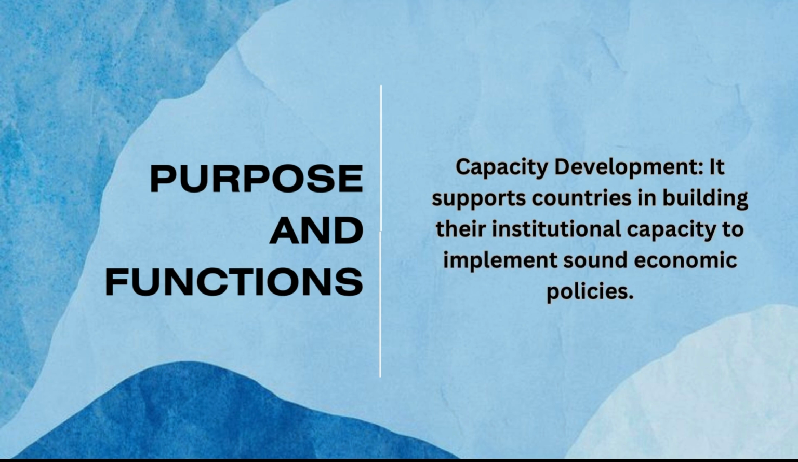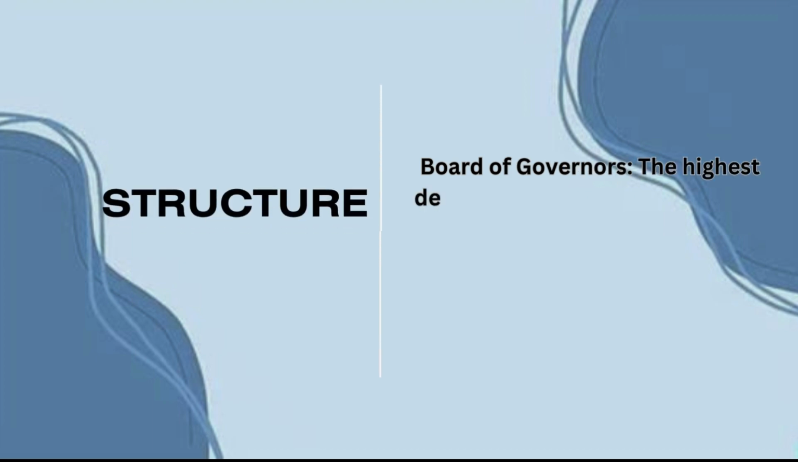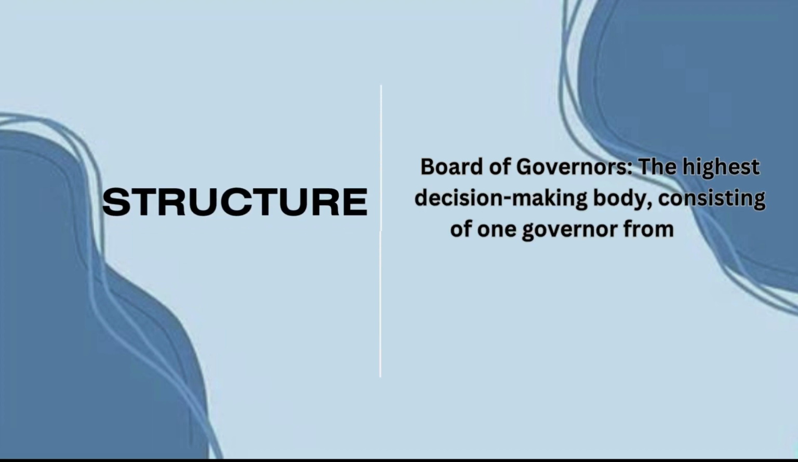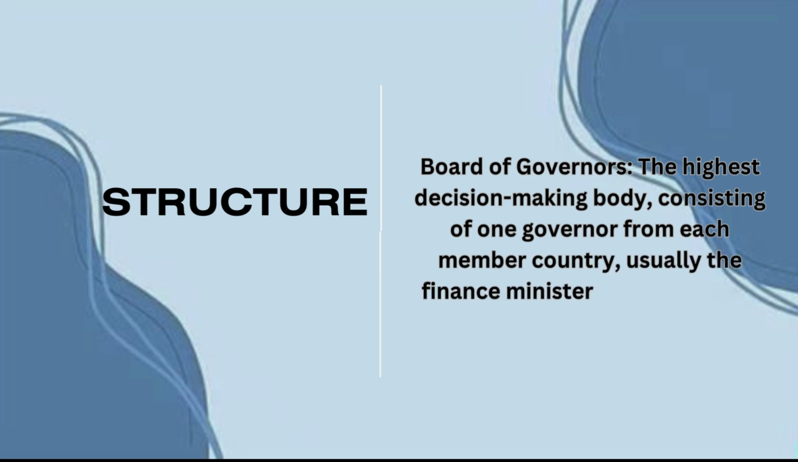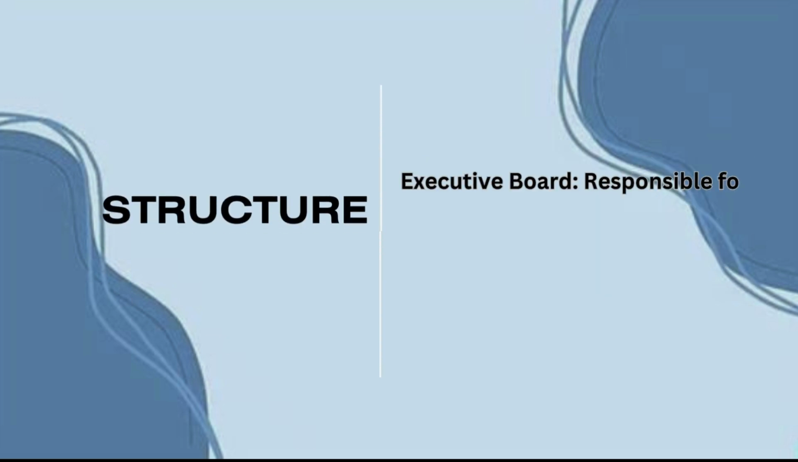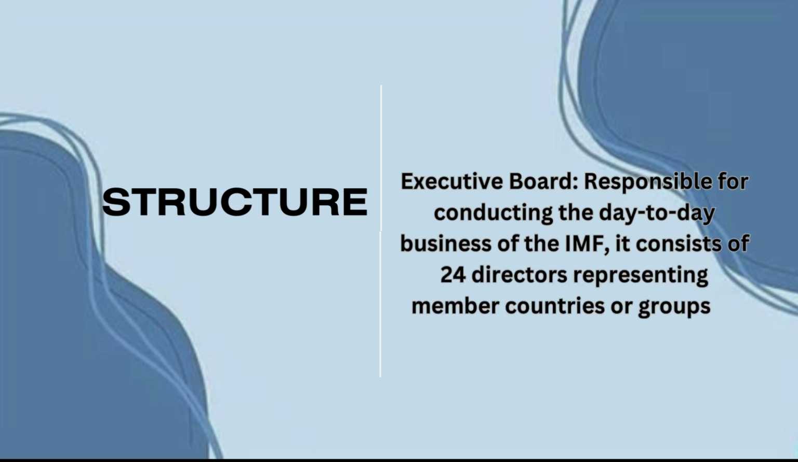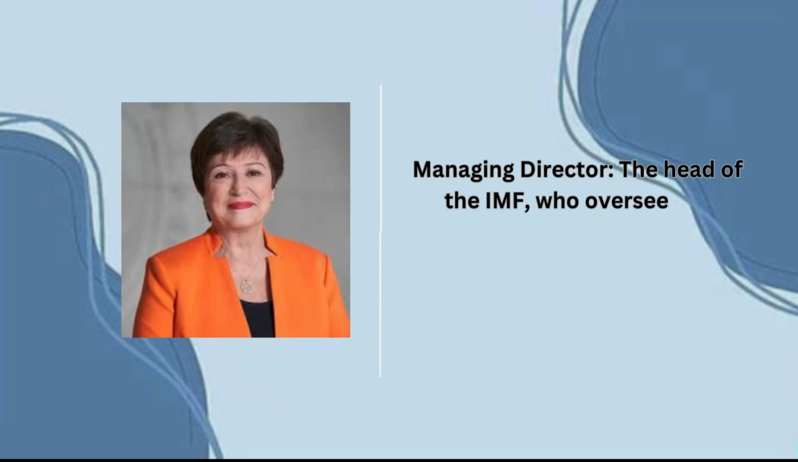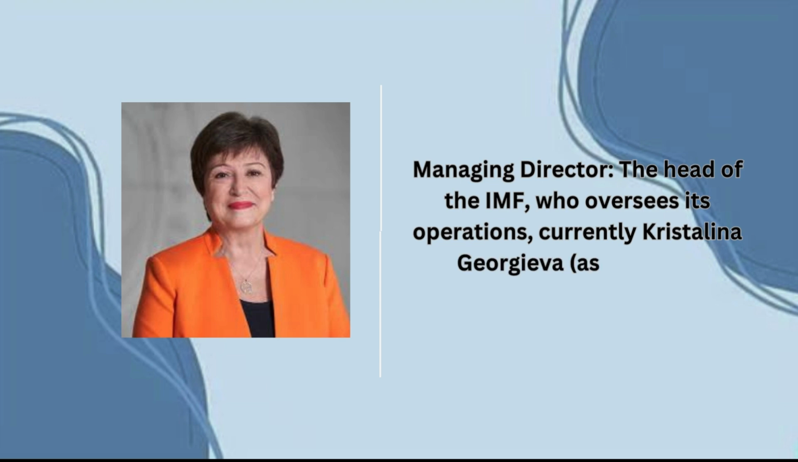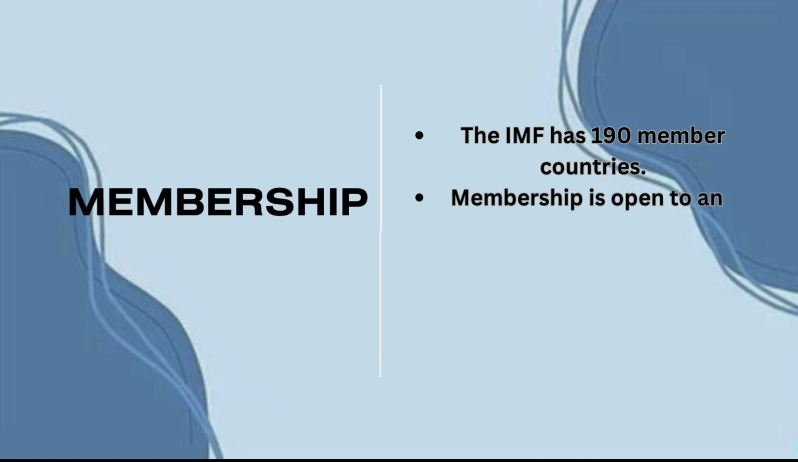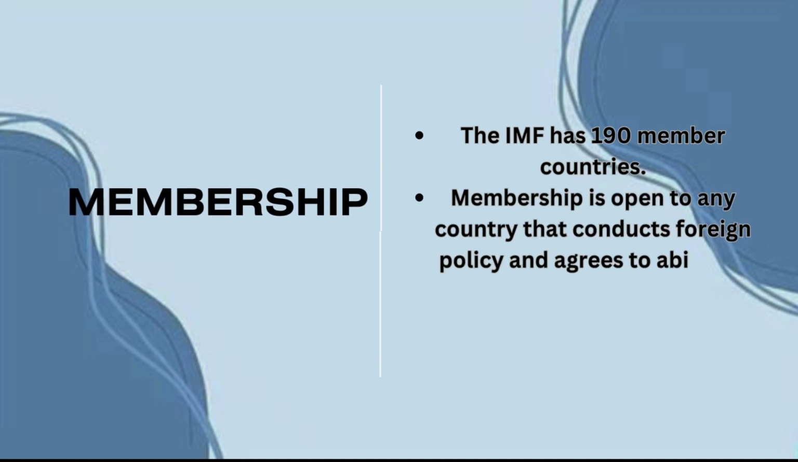The structure of the IMF is as follows. The Board of Governors is the highest decision-making body, consisting of one governor from each member country, usually the finance minister or central bank governor. The Executive Board is responsible for conducting the day-to-day business of the IMF. It consists of 24 directors representing member countries or groups of countries. The managing director, the head of the IMF who oversees its operation, is currently Kristalina Georgieva as of 2024. The IMF has 190 member countries. Membership is open to any country that conducts foreign policy and agrees to abide by the IMF's rules.